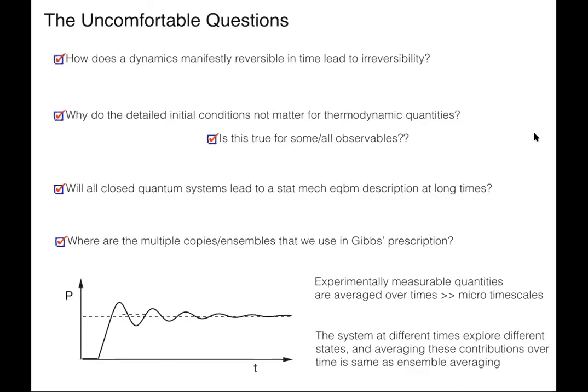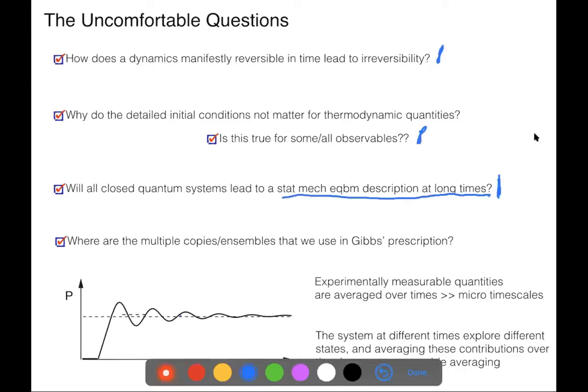And of course, then there is this famous question which we all ask, which is, where are the multiple copies or ensembles that we are using in Gibbs prescription coming from? I, of course, have only one experimental system to look at and measure. And the answer that you are usually given is that experimentally measurable quantities are averaged over times which are much, much greater than the microscopic time scale. So when I'm measuring pressure, the way I measure essentially averages over some large time scale like that.